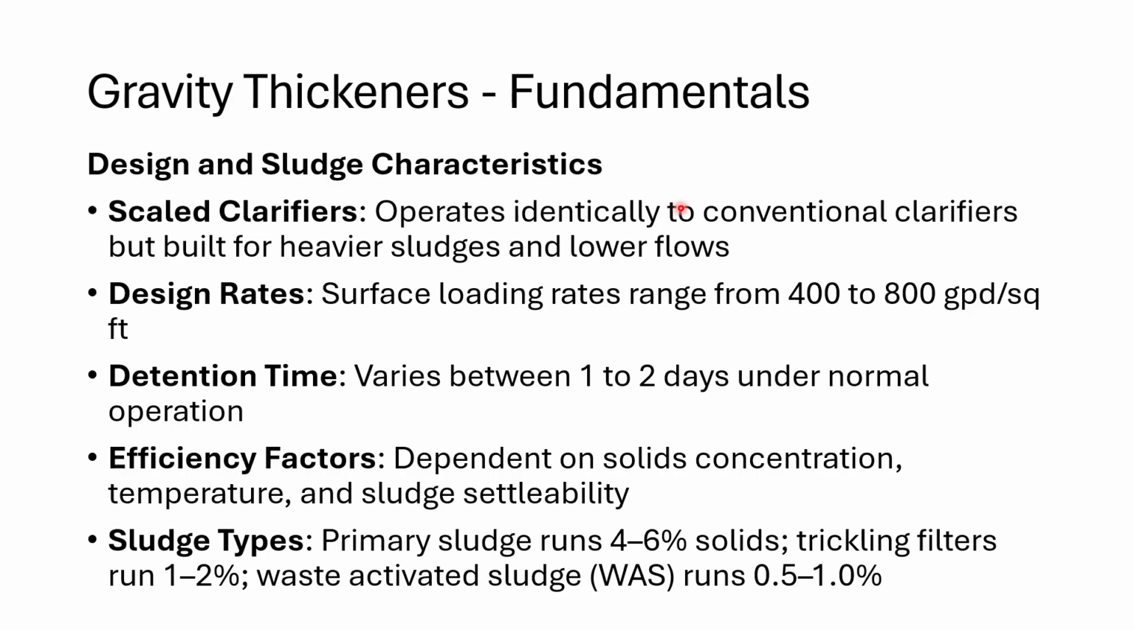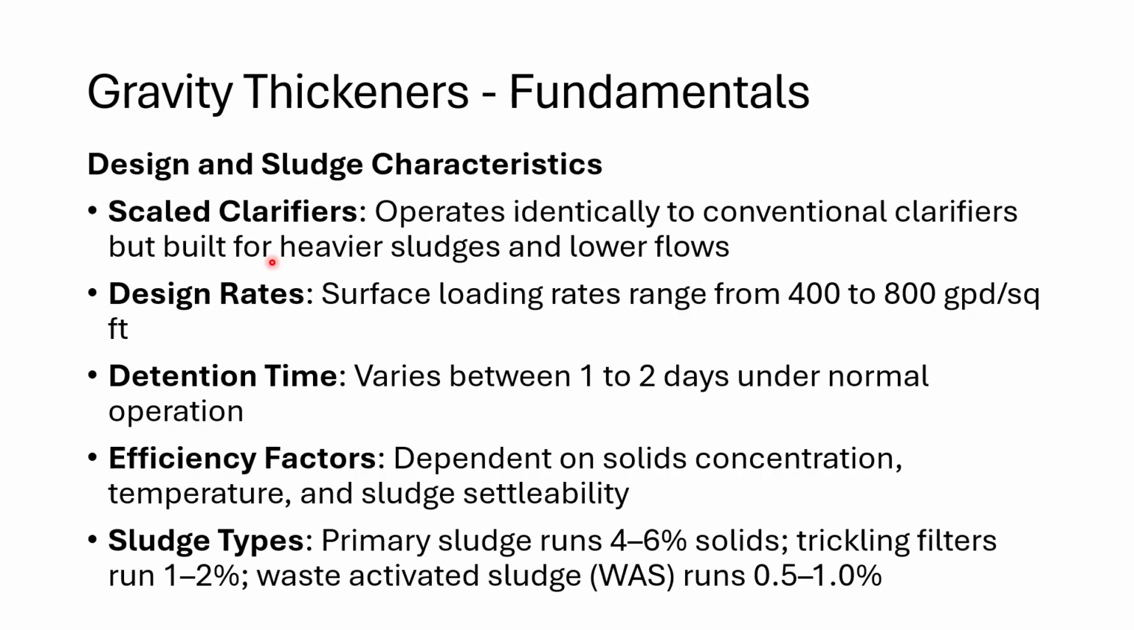So these thickeners are basically circular tanks that operate the same way as a primary clarifier, but they're dealing with thicker contents in the sludge and lower flows, because we're not bringing as much sludge into a gravity thickener as we are wastewater into a primary clarifier.